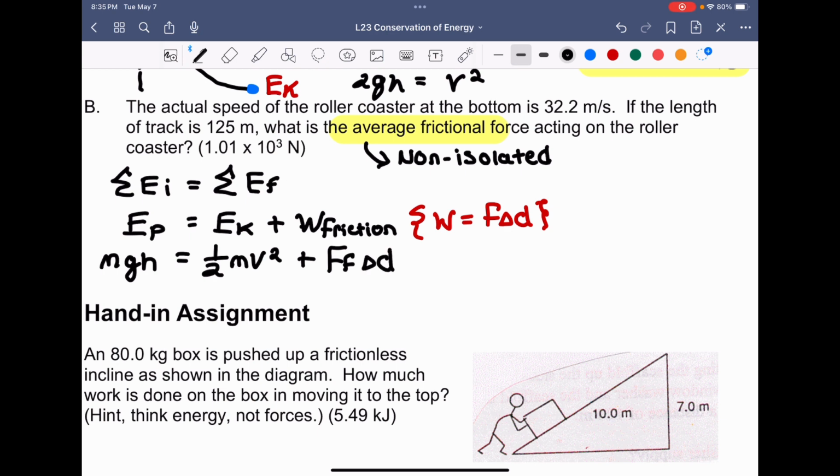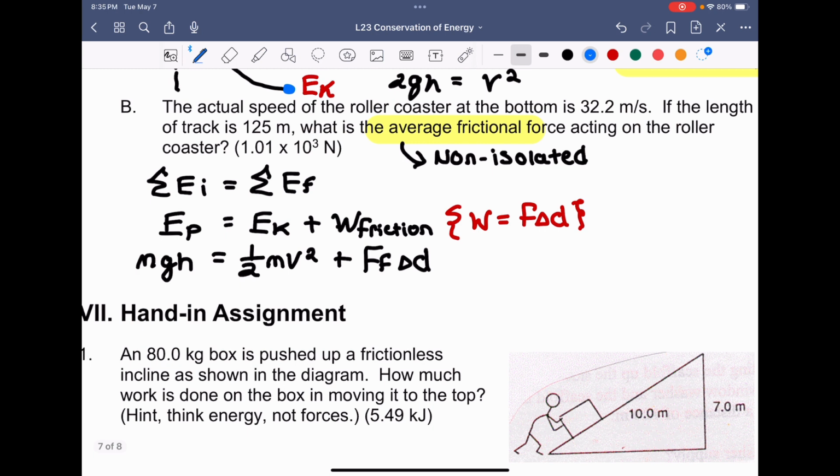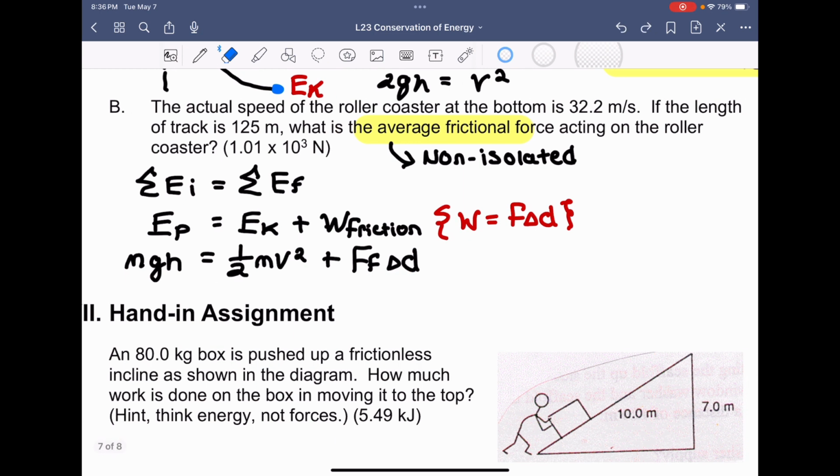Now what we're trying to solve for is this FF. In order to solve for the FF, quite simply, we can just divide both sides by the delta D. Actually, before we do that, we want to make sure we isolate the FF delta D, because it might create a little chaos here. So I'm going to move this term, the 1/2 mv squared, over to the other side, minus 1/2 mass velocity squared, and I'm going to do that to both sides.